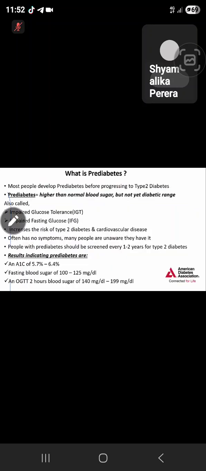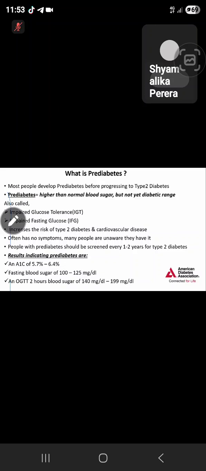So what is this pre-diabetes? Up to now, we talked about diabetes, and now there's a new term, pre-diabetes. In pre-diabetes, your blood sugar is higher than normal, but you are unable to say straightforwardly it's diabetes. That means not yet diabetic range.